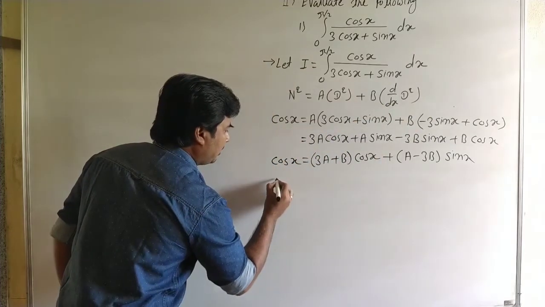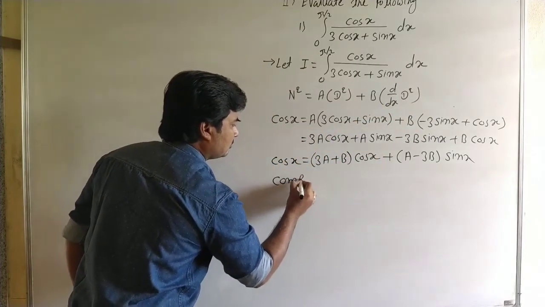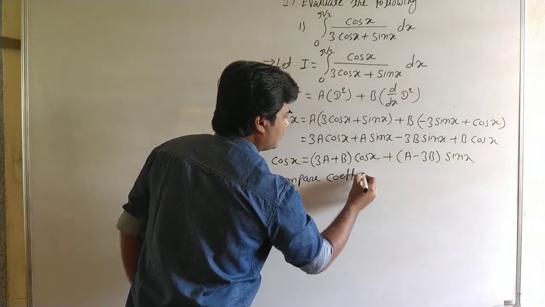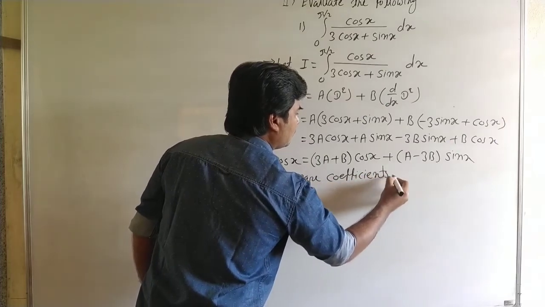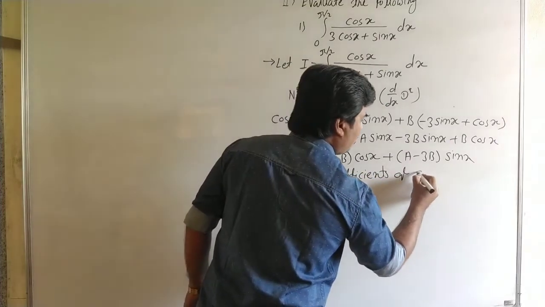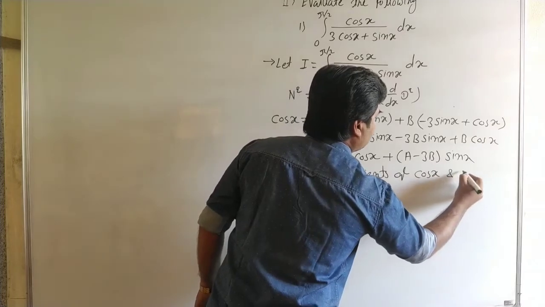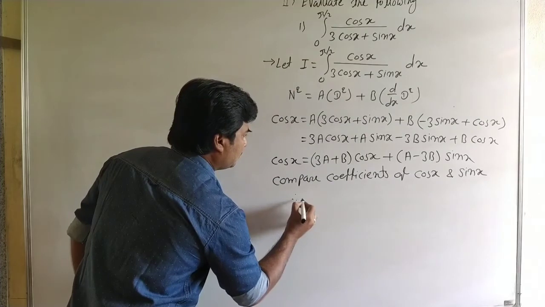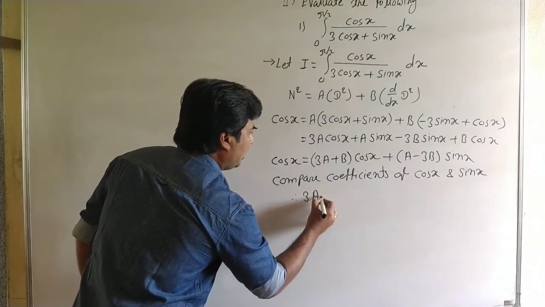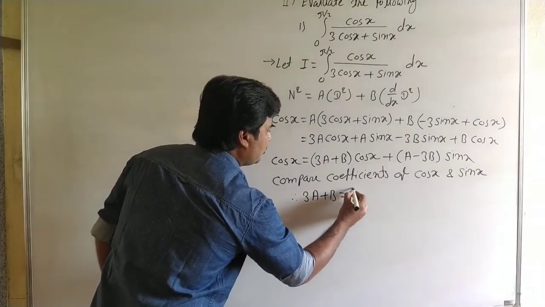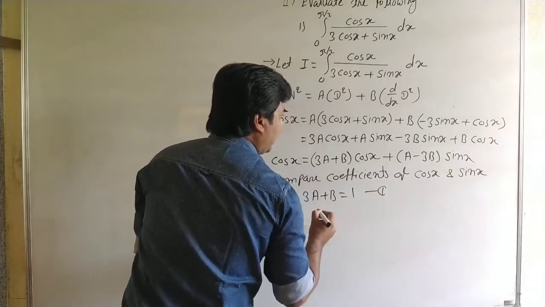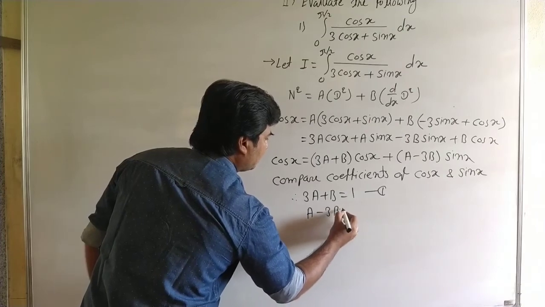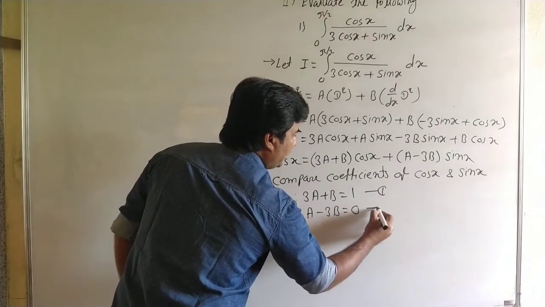Now here, comparing the coefficients of cos x and sin x, we get 3a plus b is equal to 1. It is equation number 1. And a minus 3b is equal to 0. It is equation number 2.